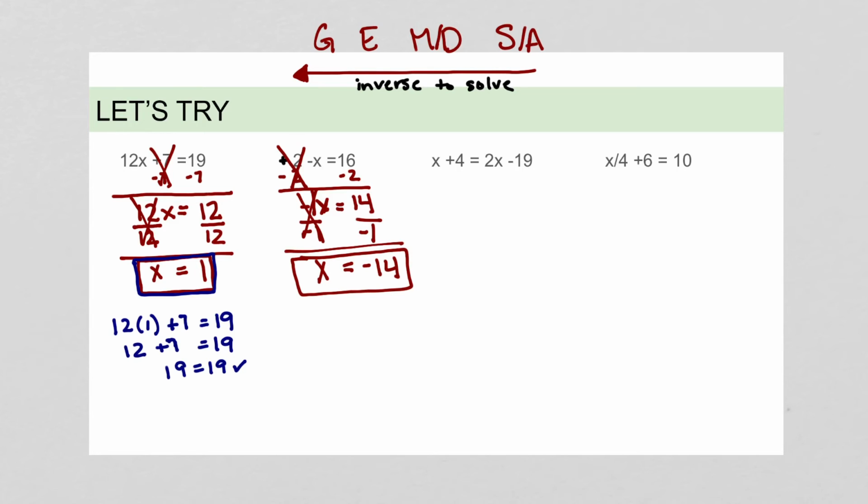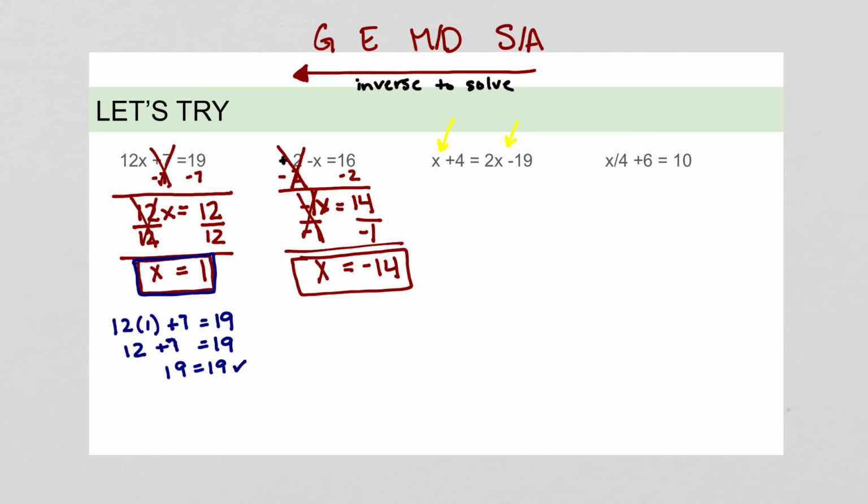Let's move on. Now here, what I notice is different is that I have x's on, let's see, an x over here, but then I also have some x's over here. And we know that we want to get x's alone on one side of the equal sign. So the first thing I'm going to do is move all of my x's to the other side. Okay, so I'm going to get all of my x's together.